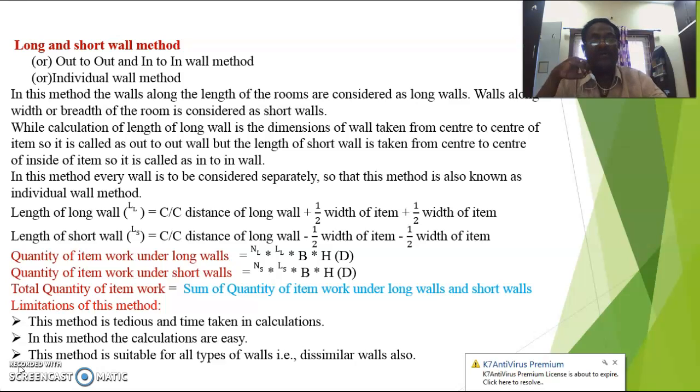This method is suitable for all types of walls, that is, dissimilar walls. What is the meaning of dissimilar walls? In any construction, interior and exterior walls may not be uniform. When the walls are not uniform, you can take similar walls or similar construction first, and then take the walls of different thickness again, individually. That is the difference.